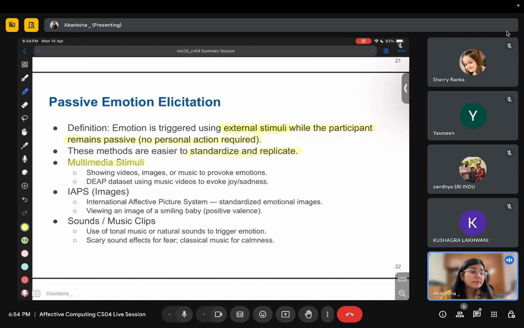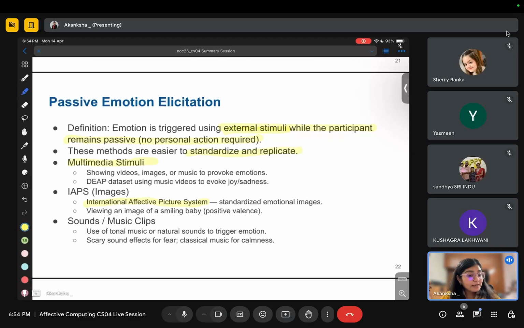Then comes the multimedia. We can use different standardized images. So there is a data set which is called the International Affective Picture System. Okay? There are some images. Let's say there can be one image of a baby laughing, so you will feel very happy about it. So it is meant to induce happiness.